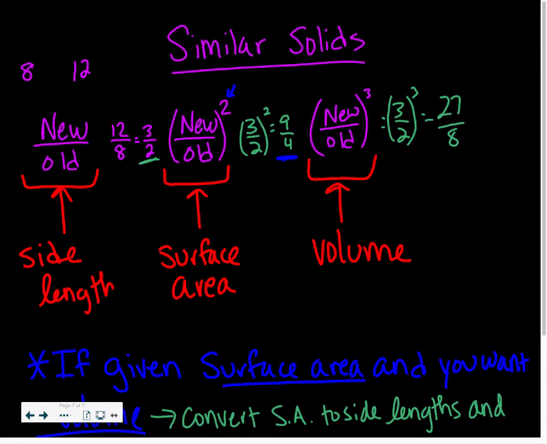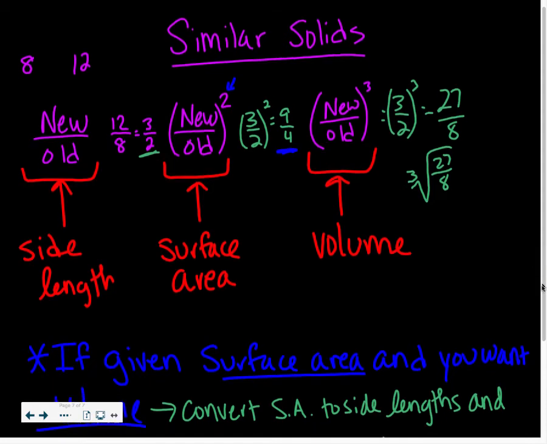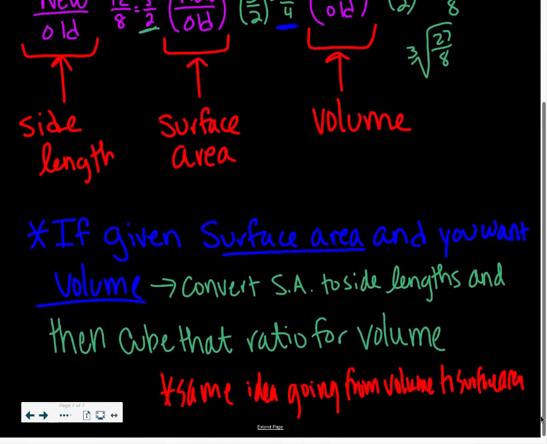Or same thing, if you started with volume, you would take the cube root of 27/8 to find out, oh, it's 3/2, then I have to square it to get to my surface area. Okay, and that's all that I wrote down here.